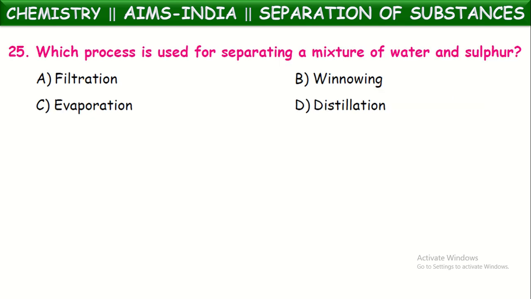Okay, next one. Which process is used for separating a mixture of water and sulphur? Water and sulphur form an insoluble solid liquid mixture. The insoluble solid sulphur can be separated from water by filtration. Even though we can use distillation also, filtration is much easier, because distillation needs heating and cooling. Filtration is the easier process. By that we can get water and sulphur separated.